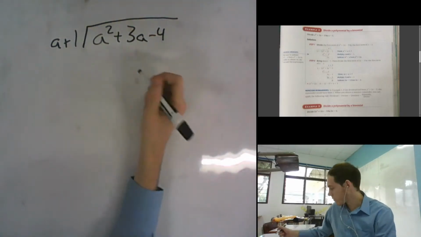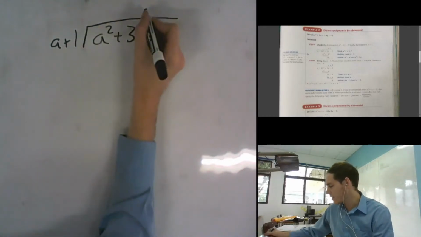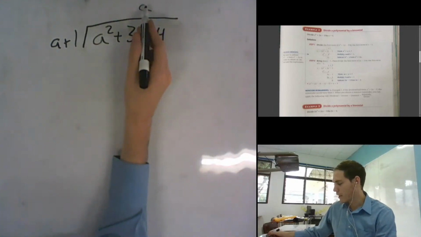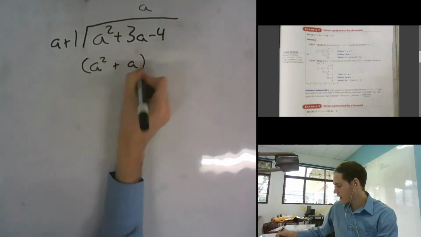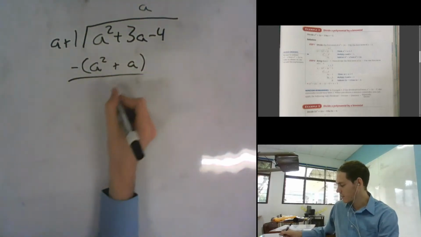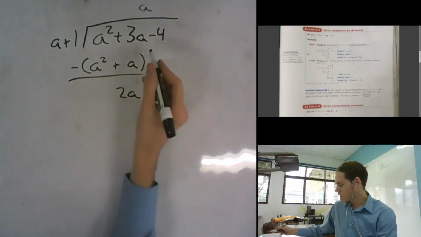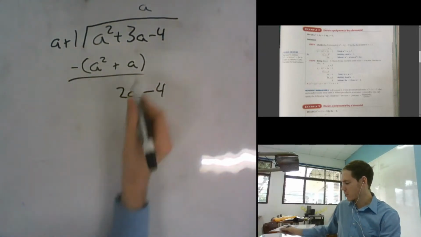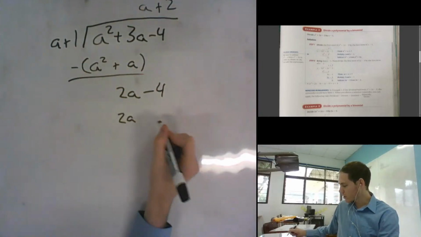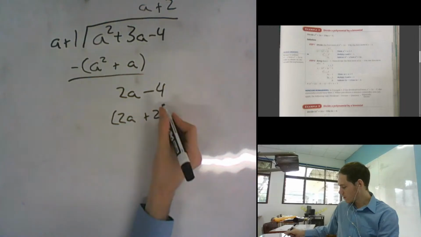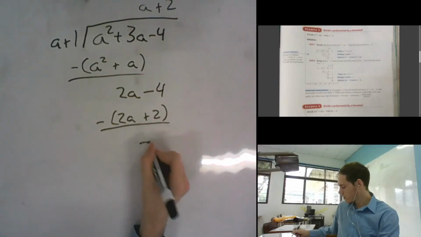Okay? Okay, dividing this, we get a squared divided by a is a. Multiply a times a plus 1 is a squared plus a. Subtract it. Get 0, we get 2a. Drop down our next term. We then look at the first term. A goes into 2a plus 2 times. 2 times a, 2a. 2 times 1 is plus 2. Subtract it. We get negative 4 minus 2, negative 6.